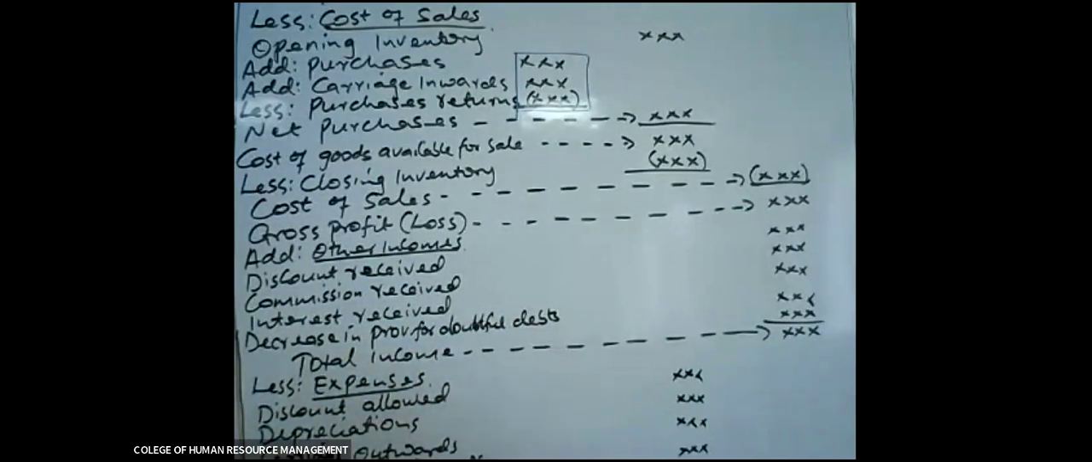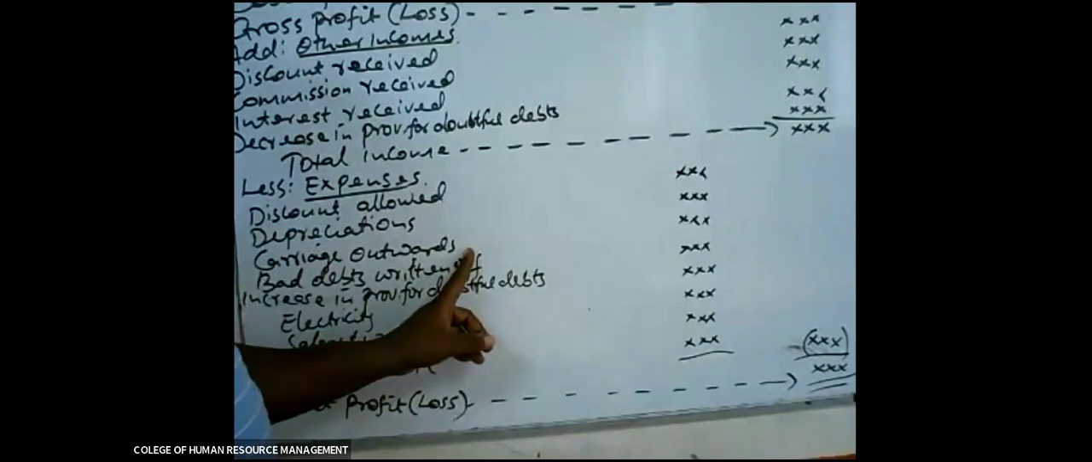Once you have the total income now, you will come and list all the expenses, the operating expenses now. Apart from buying goods and buying fixed assets, the business will incur other costs as expenses. The discount that you allow your customer is an expense. The depreciations that we calculate is an expense. The carriage outwards. The carriage outward is an expense.